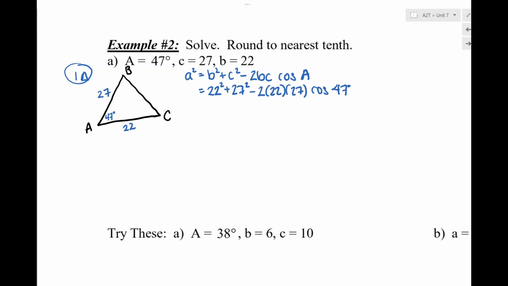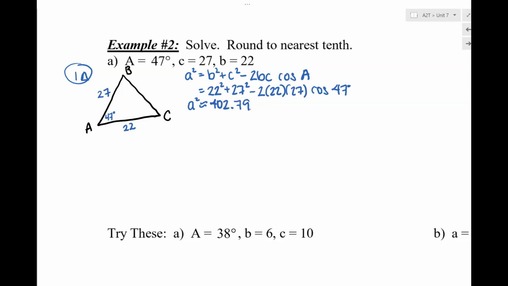22 squared plus 27 squared minus 2 times 22 times, oopsies, times 27 times the cosine of 47 degrees. Make sure your calculator's in degrees. I didn't mention that, but it is super, super important. We're not in radian measure yet.